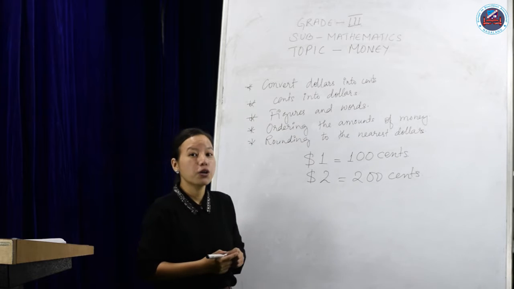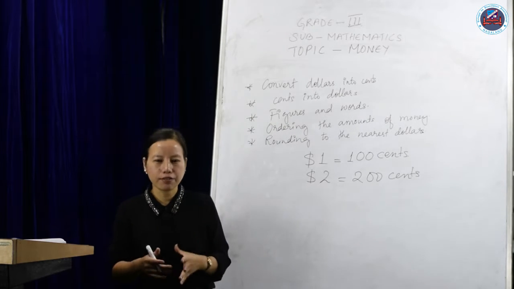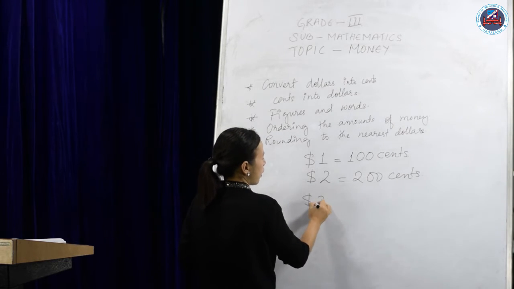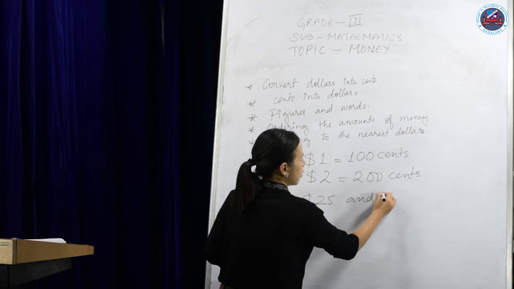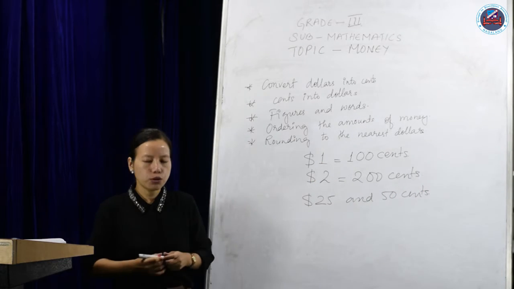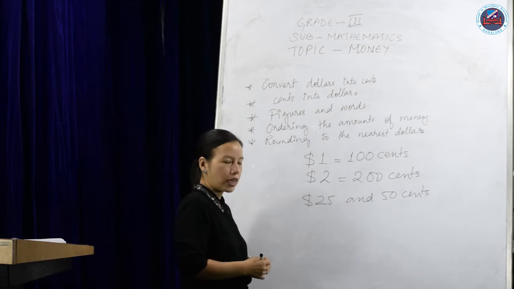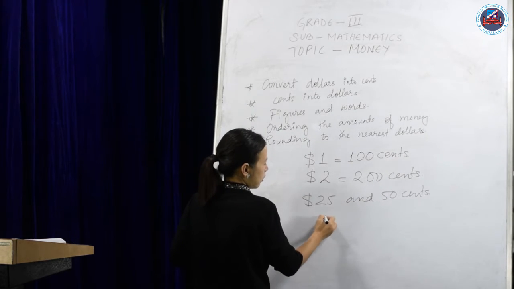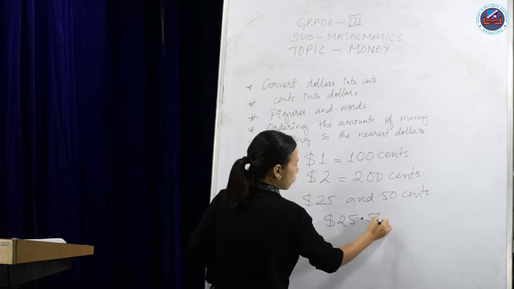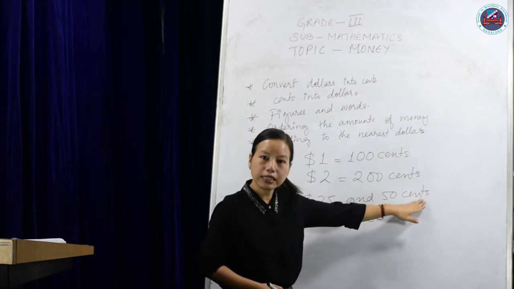And then we usually express the price of a thing in both dollars and cents. For example, the price of a chocolate is $25.50. So instead of writing $25 and 50 cents, we use a dot in between, that is $25.50. We use a dot to separate the dollars and cents amount.